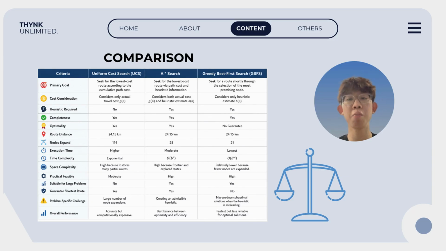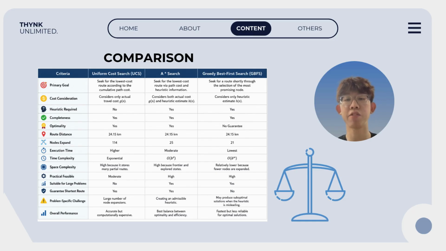Firstly, uniform cost search, UCS, is an uninformed search algorithm that ensures both completeness and optimality. It always finds the shortest route, but it requires exploring a large number of nodes, resulting in higher time and space complexity. Secondly, A-star search is an informed search algorithm that combines the actual path cost with heuristic information. Similar to UCS, it ensures an optimal solution, but it expands fewer nodes and achieves better efficiency. Hence, it provides a good balance between solution quality and computational cost.